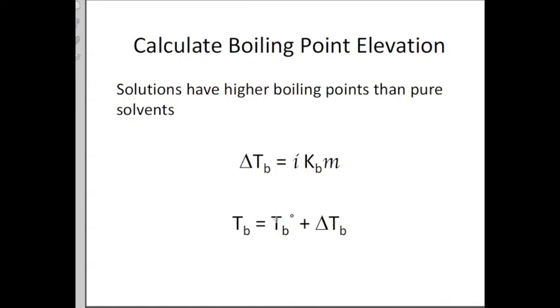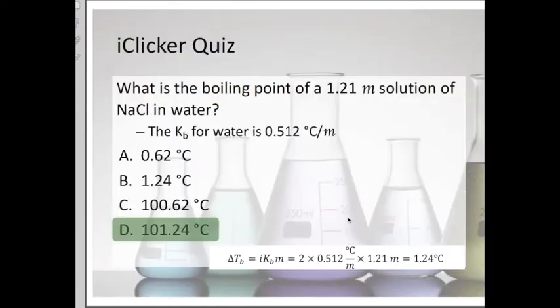So our final boiling point will actually be the original boiling point plus the change in the boiling point, that is the increase. Let's do a practice problem for this. We'll use the same solution we were just working with, a 1.21 molal solution of sodium chloride in water. The Kb for water is 0.512 degrees Celsius per molal. And that's a constant for the solvent.